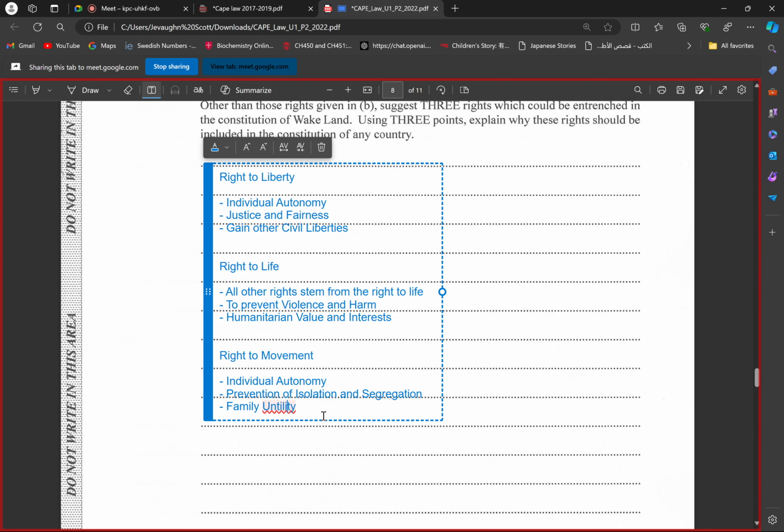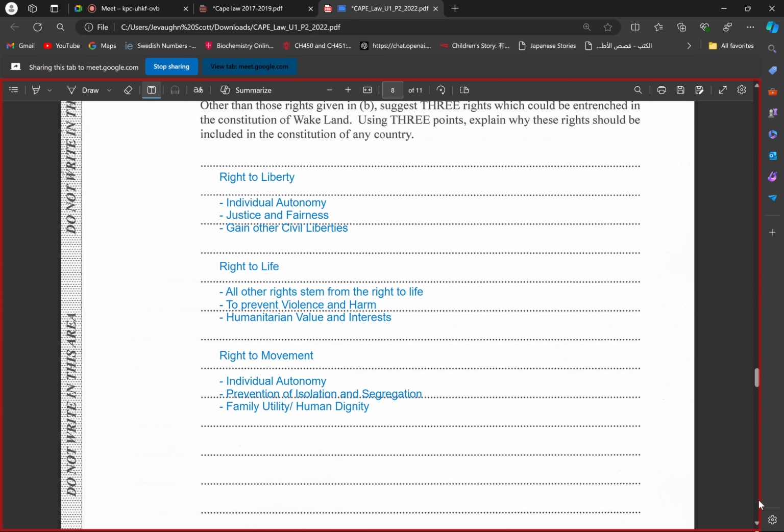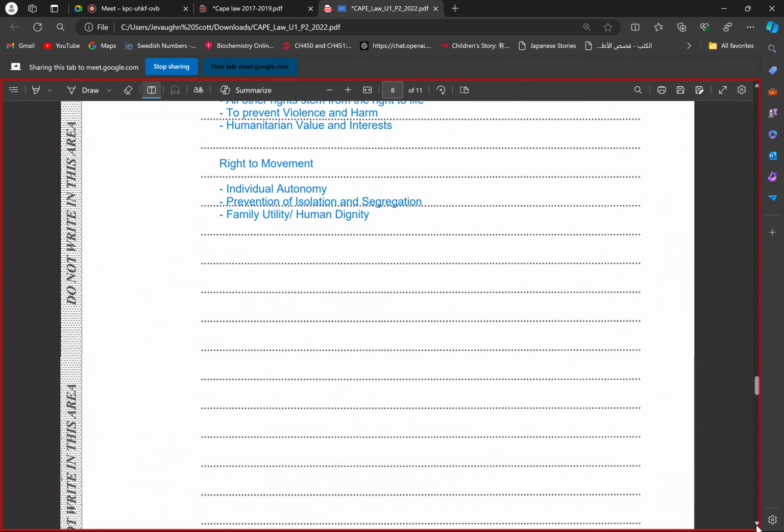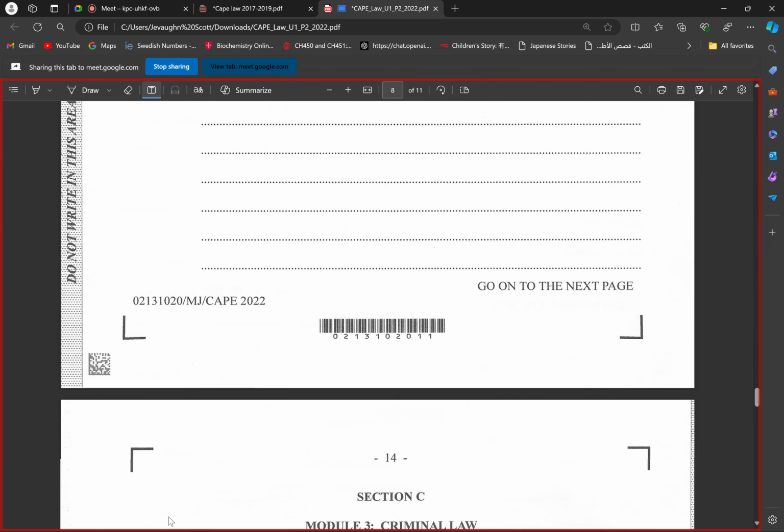That's not how you spell utility. All right. Oh, I put the T in the wrong place. All right. So we have that there, right? And human dignity. So these different things. Dignity. Alright, lovely. So we have some rights there that should be enshrined. Alright. I think that is the end. Yeah, that's the end of module 2.